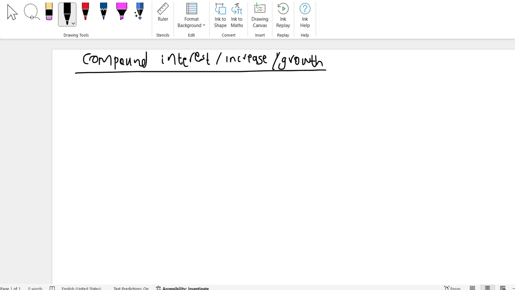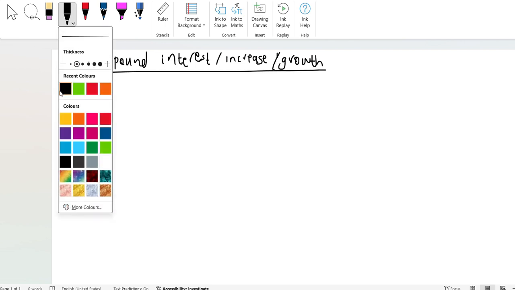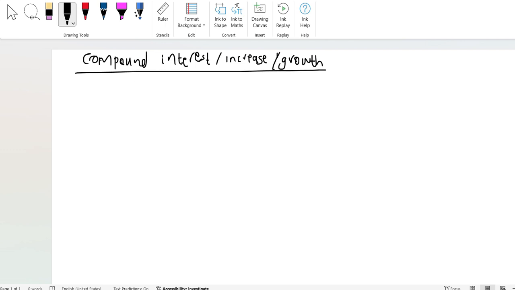In previous lessons, we have introduced the idea of simple interest as well as simple decay, also known as straight line methods. So now, let's talk about this one. What exactly is compound interest? Compound interest can also be called compound increase or compound growth.